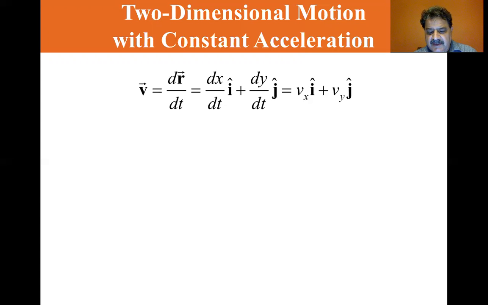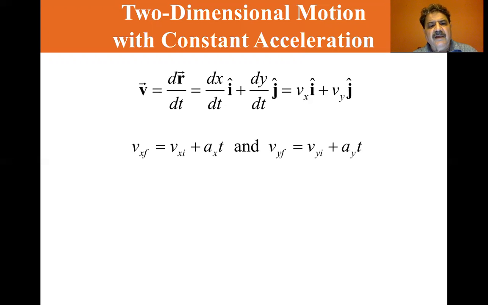We model the particle as a particle under constant acceleration independently in each of the two directions. We apply the equations of kinematics separately to the x and y components of the velocity vector. Substituting, we get vx final equals vxi plus axt, and vy final equals vy initial plus ayt. So we've seen these equations before. They're just separated into vertical and horizontal components.